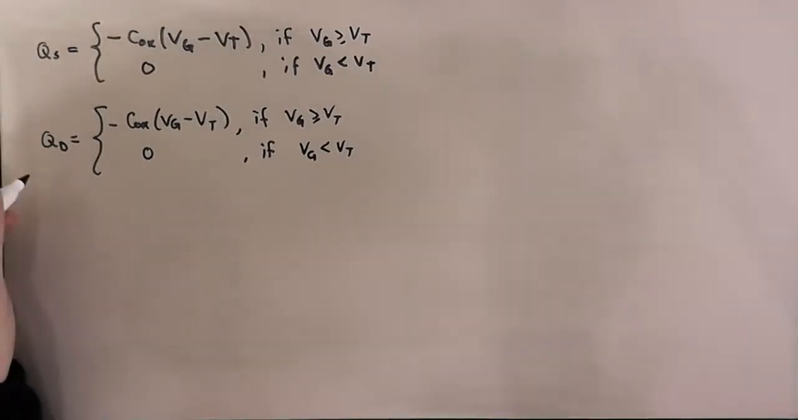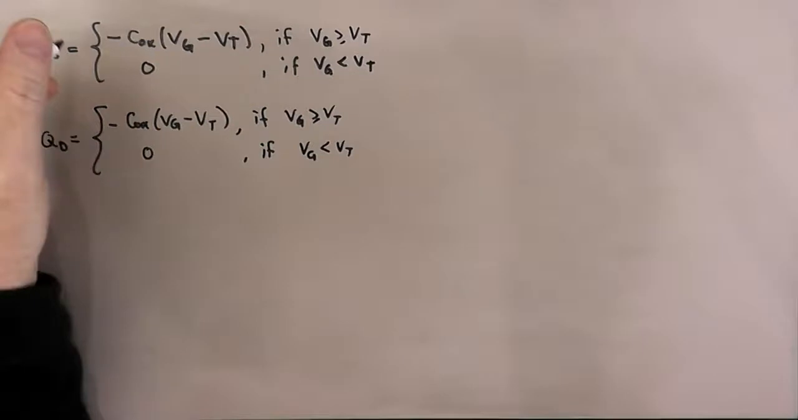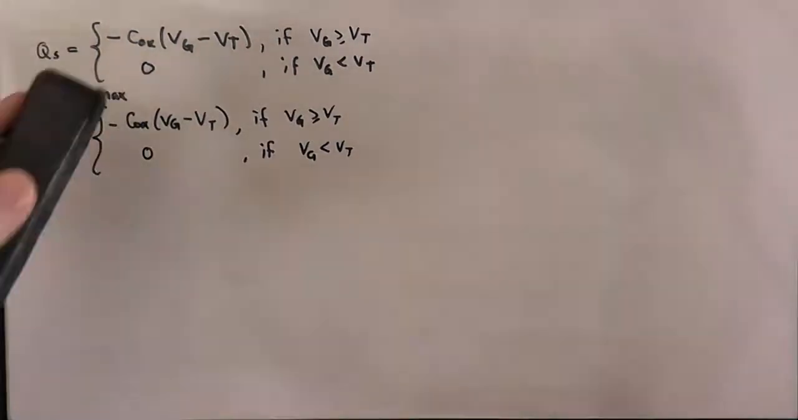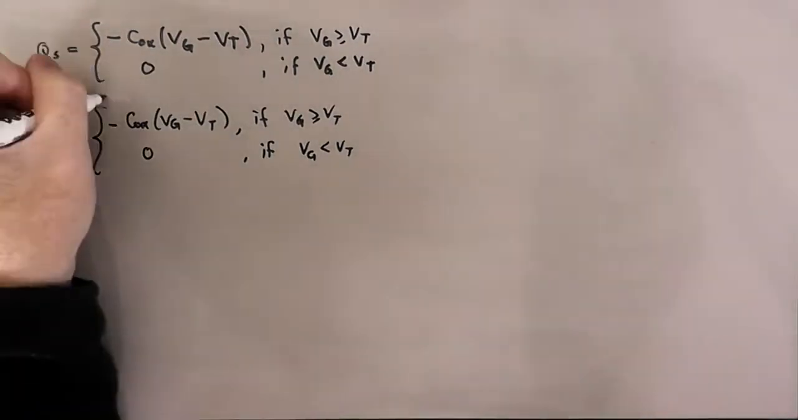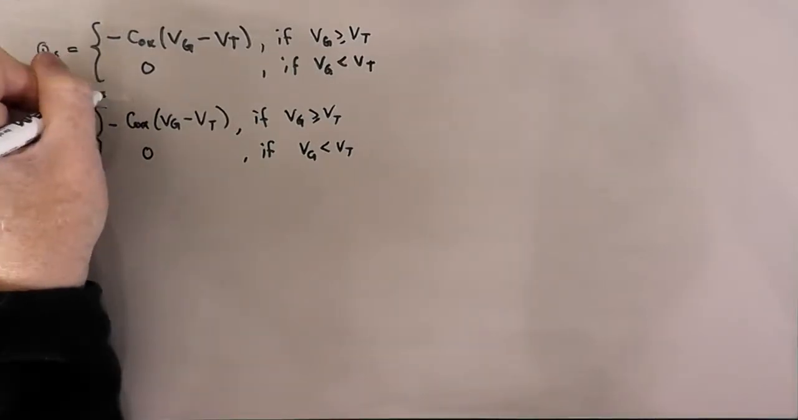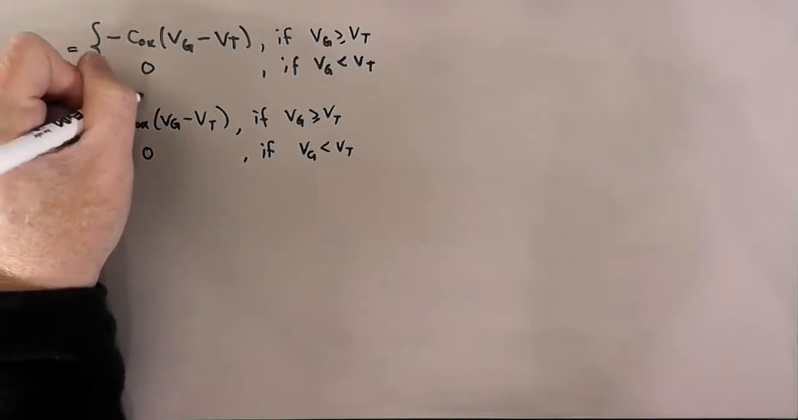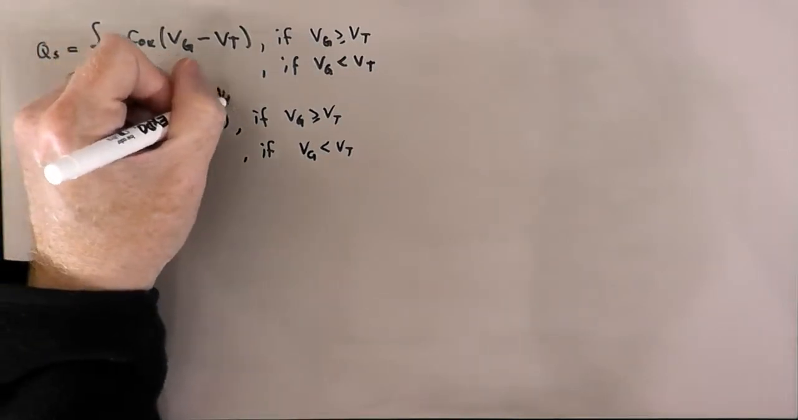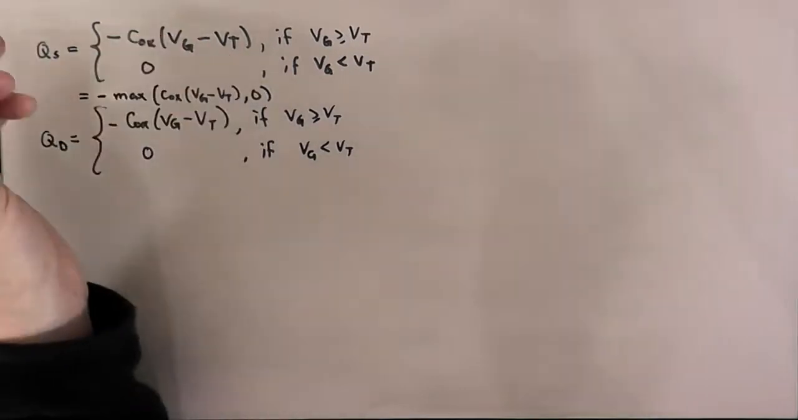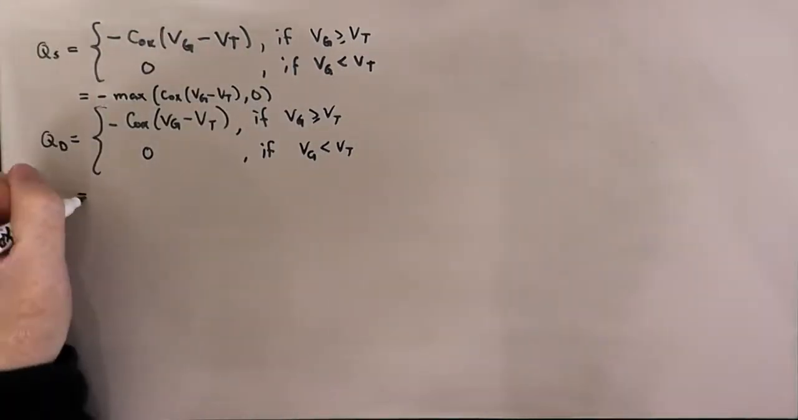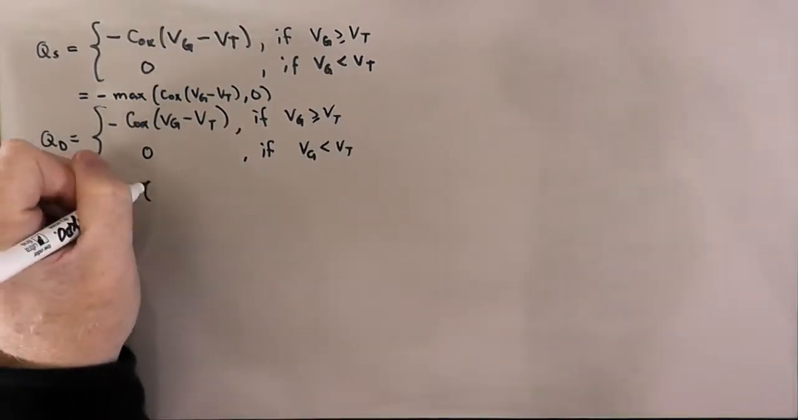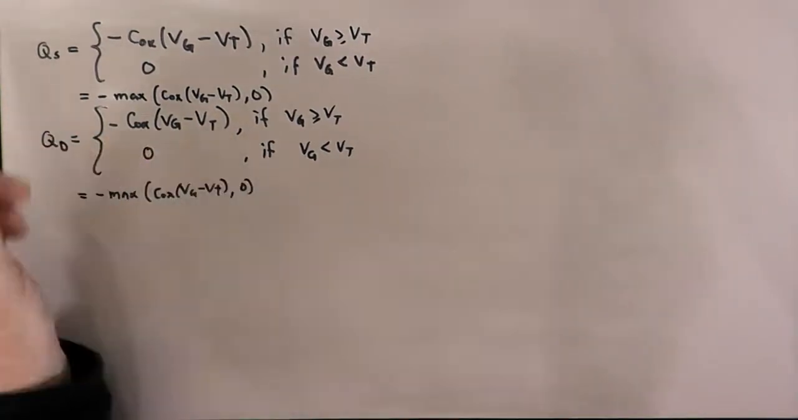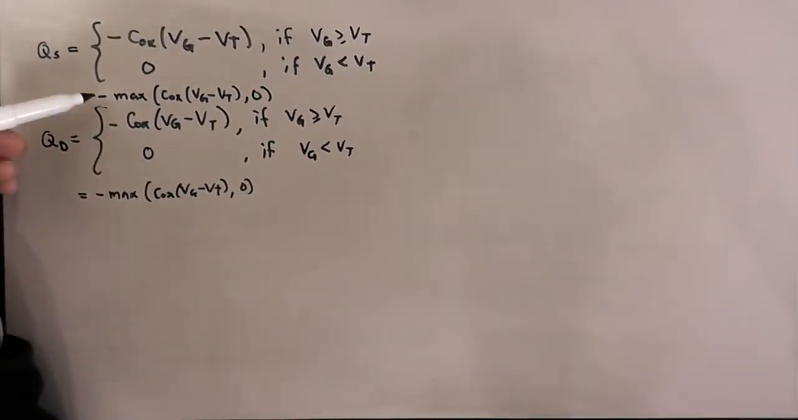We can rewrite this in terms of max, if you like. We could say that this is equal to minus the max of Cox times Vg minus Vt, and 0, to basically account for these two different cases.